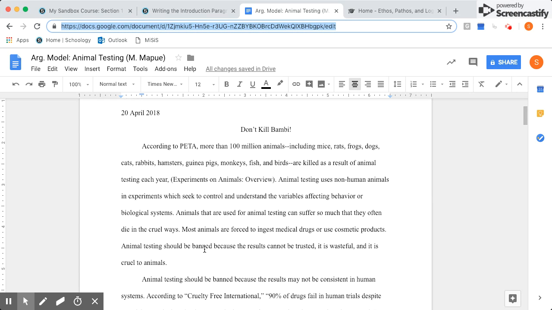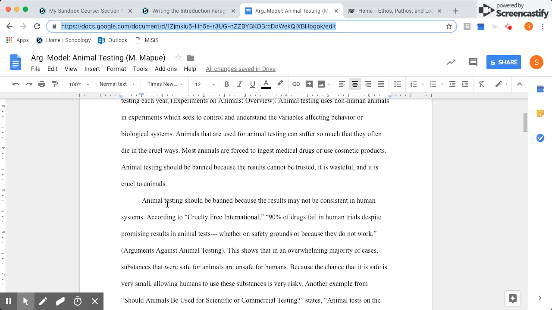And then finally, we have our thesis. Animal testing should be banned because the results cannot be trusted, our first reason. It's wasteful, second reason, and it's cruel to animals. Now, the reasons you give here should be the order that you give in your paragraphs, so they cannot be trusted. Animal testing should be banned because the results may not be consistent in human systems. That has to do with trust.